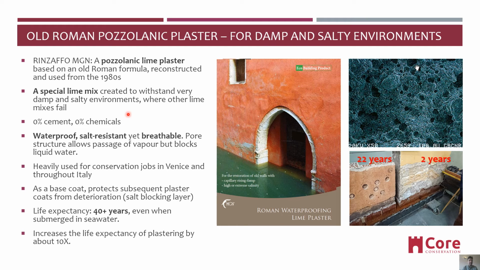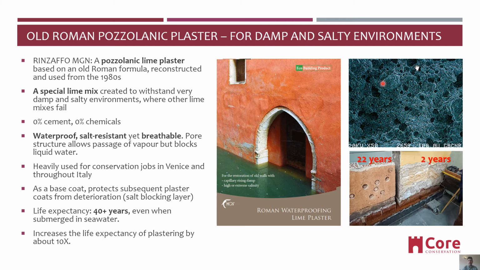It's clever engineering. These type of plasters have been traditionally and through history heavily used for conservation jobs in Venice and throughout Italy. It is used as a base coat applied onto the masonry, and it protects subsequent plaster coats from deterioration, so it acts as a salt blocking layer. It has a very long life expectancy, at least 40 years, even when submerged in seawater. And using these plasters increases the life expectancy of the plastering by about tenfold.